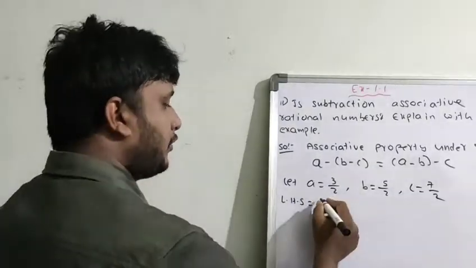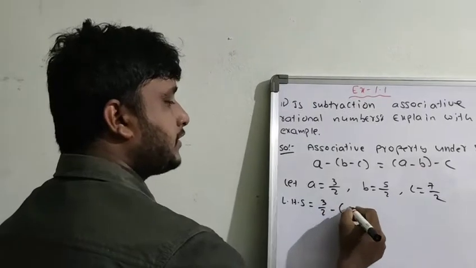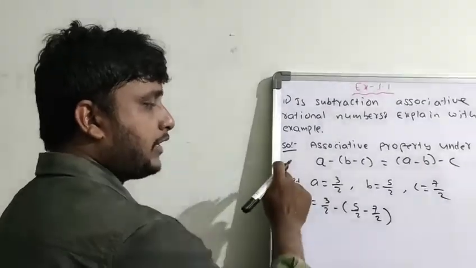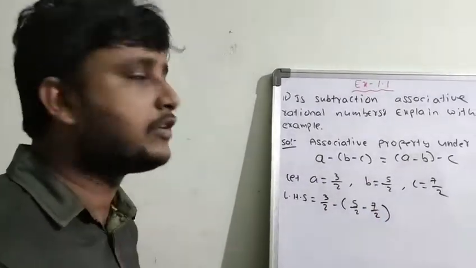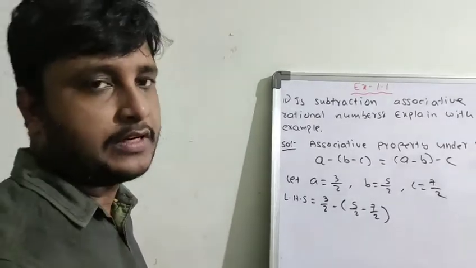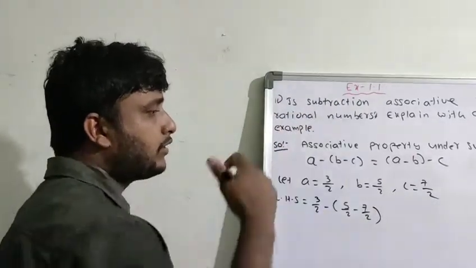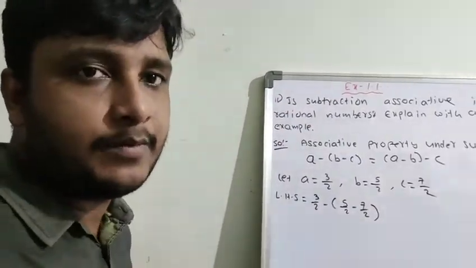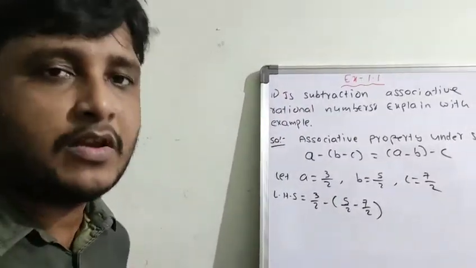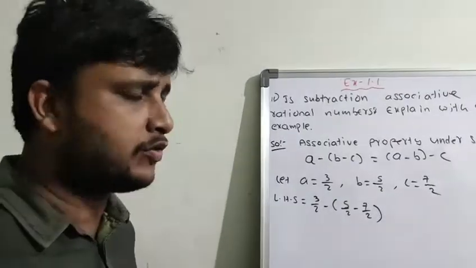So 3 by 2 minus (5 by 2 minus 7 by 2). And one more important point: these are the numbers we have to take because the question says explain with an example. So don't get confused here. There are no given numbers, so how can you take them? It means these are our own numbers. Explain with an example is what the question asks. I am taking my own numbers, and you can take your own numbers also, not a problem.